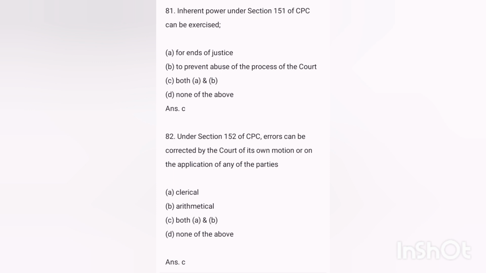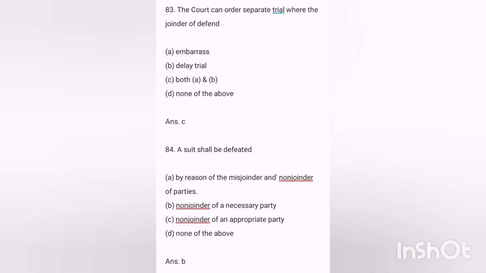Next, under Section 152 of the CPC, error can be corrected by the court on its own motion or on the application of any of the parties. Answer was C, both A and B. Next, the court can order a separate trial where the joinder of the defendants. Answer was C, A and B both.